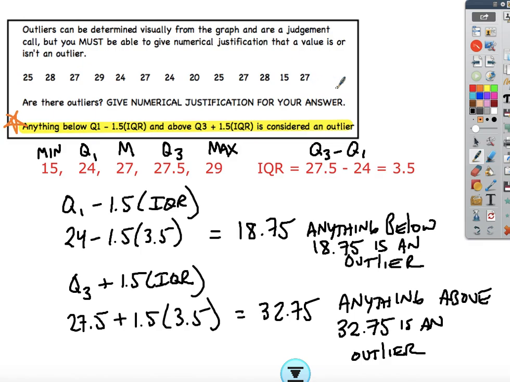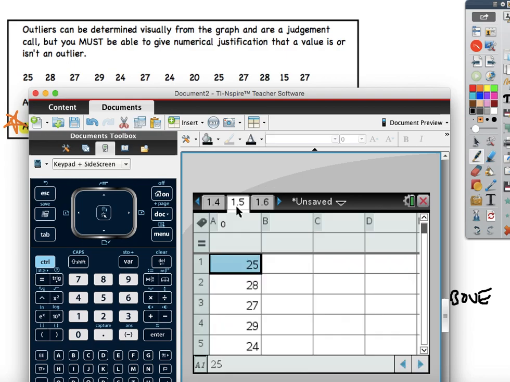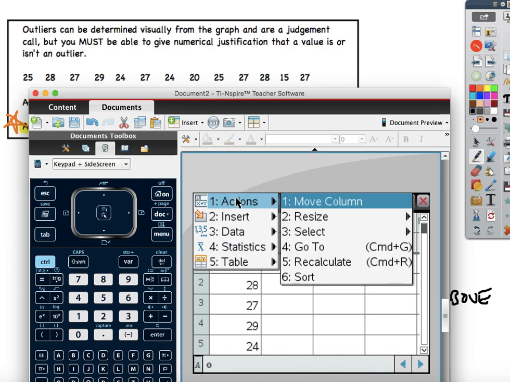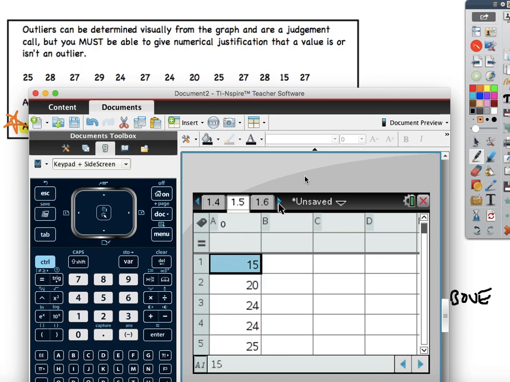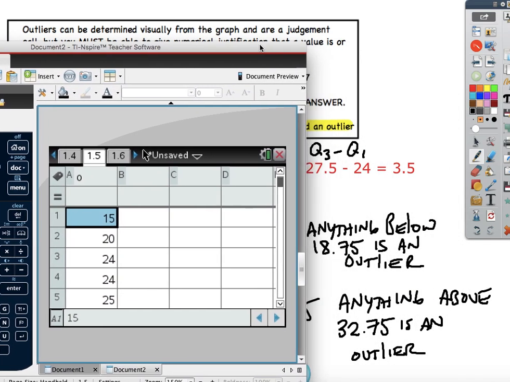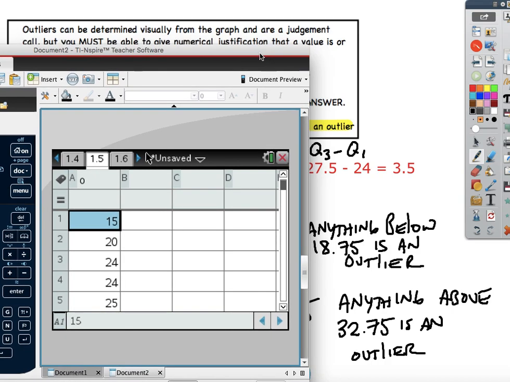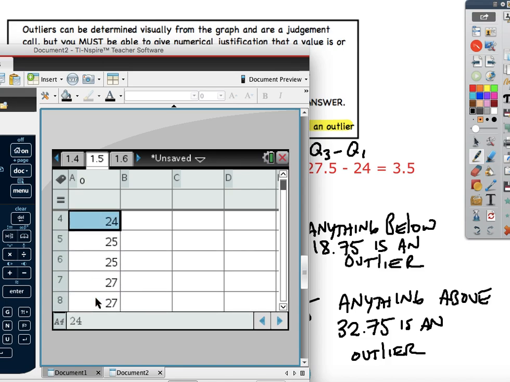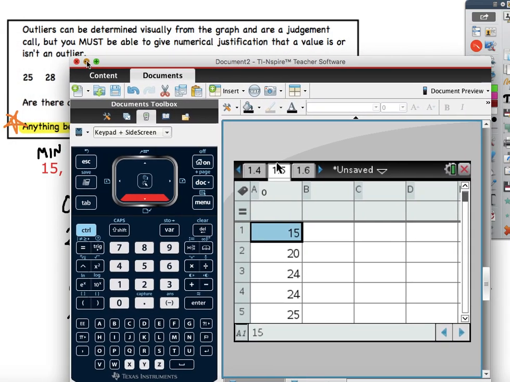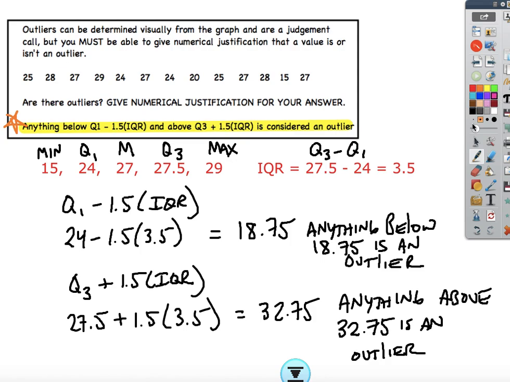32.75? But if you don't feel like hunting and pecking, remember you can order your data. So if I go up to where I labeled it and then I do menu, actions, sort, sort ascending. That might make it a little easier to see if there are any numbers below. So it looks like 15 is an outlier. And then if I keep going to look at my highest number, it is 29. So no, there's no high outliers, just 15. Okay.